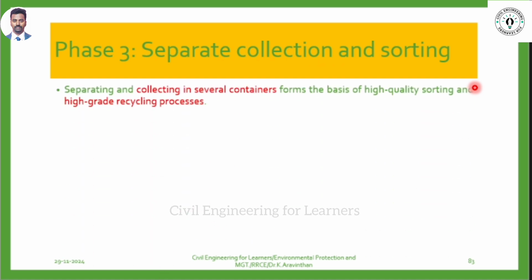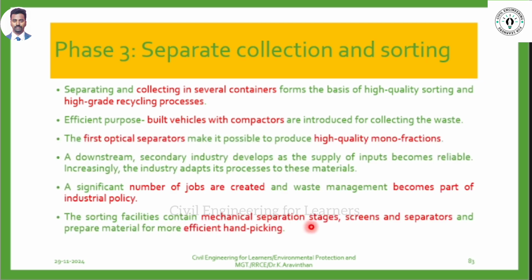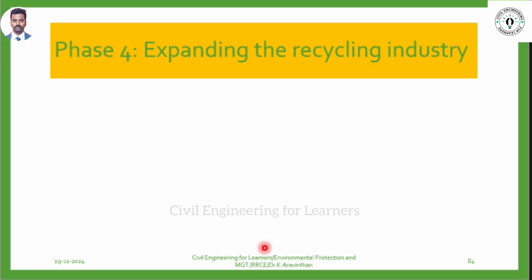How you can do it is by making a high graded recycling process. You can compress all the waste, with mechanical separation stages, screens, separators, and efficient hand picking. By this method you can separate. Fourth one is expanding the recycling industry. This is the place where most of us are lagging. What we have to do is, whatever is regular industry, we should identify and target those waste generation into resources.